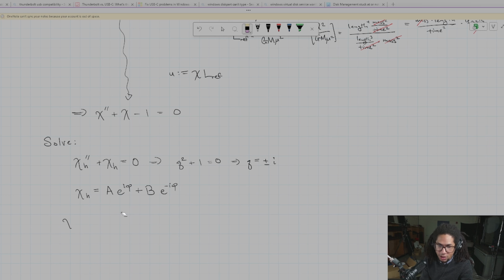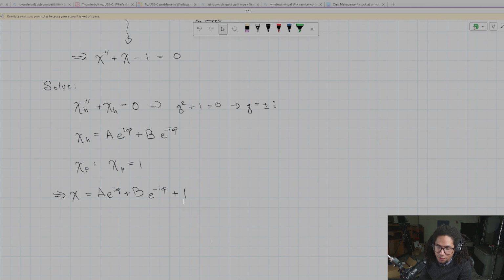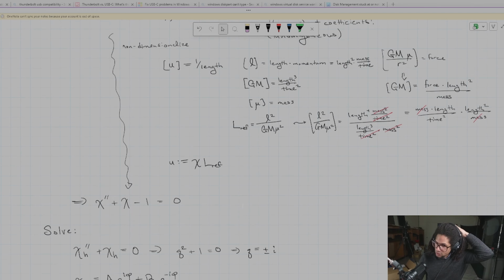Next, let's do a particular solution. So in this case, the guess is always that the highest order derivative vanishes. So here, we can just choose chi p is itself equal to 1. That makes everything work out. All right, so this all implies that chi is equal to a e to the i phi plus b e to the minus i phi plus 1.